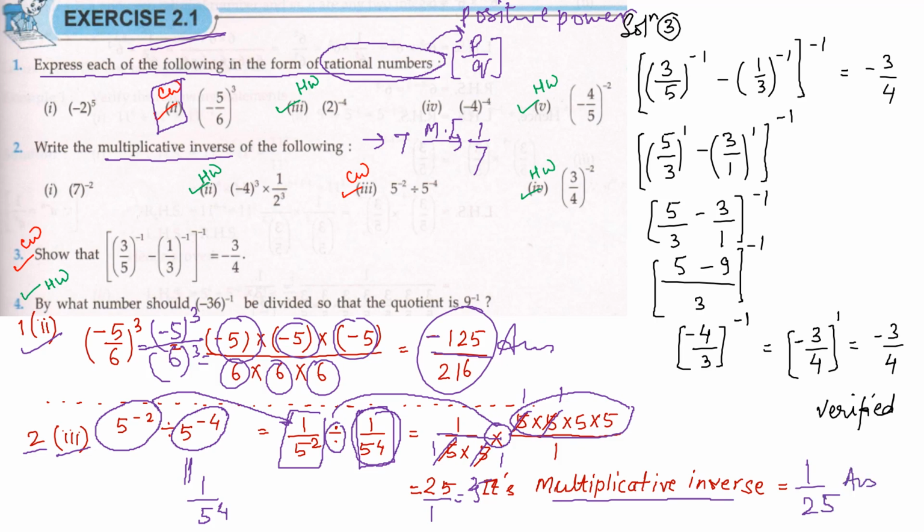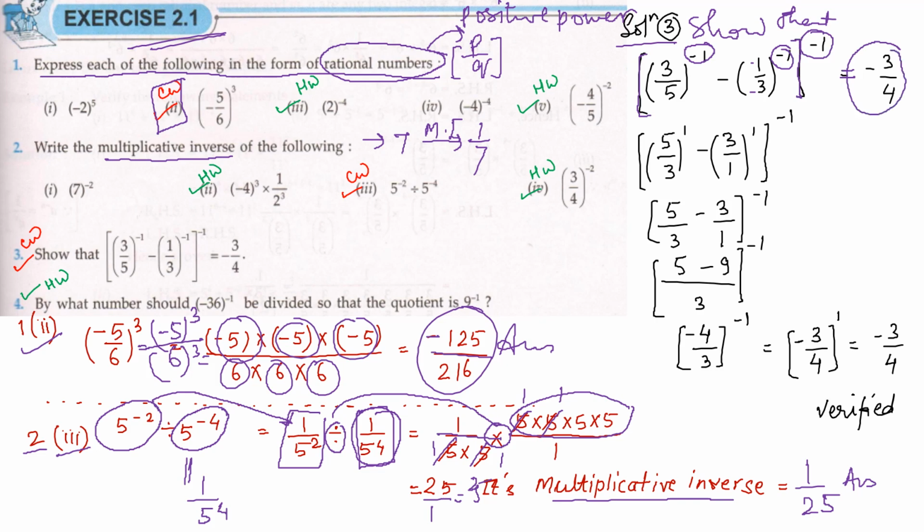Now, see the third one. They are asking you to show that 3 by 5 to the power minus 1 minus 1 by 3 to the power minus 1, whole to the power minus 1, is equal to minus 3 by 4. Means they have already given you the answer. You have to calculate and find.